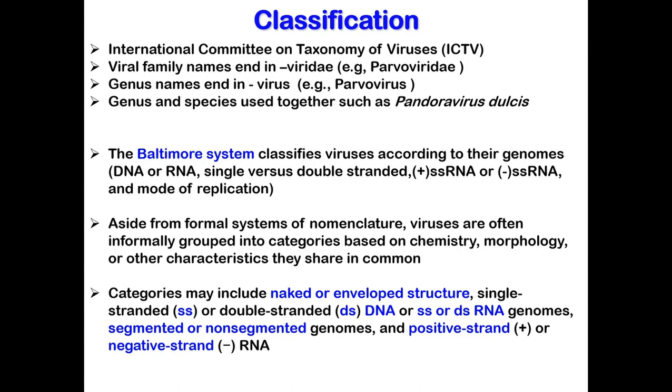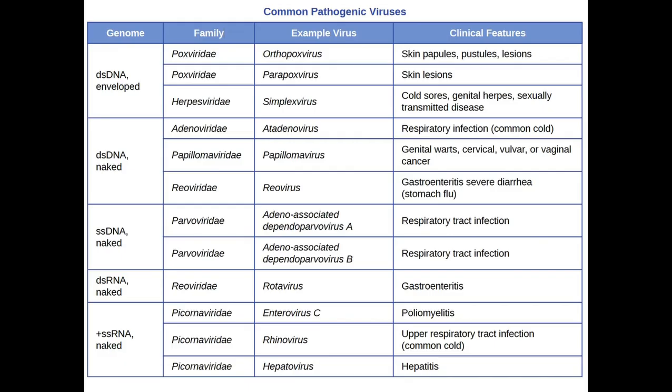And then aside from formal systems of nomenclature, viruses can also be informally grouped into categories based on chemistry or morphology, such as size, structure, shape, or based on other characteristics that they share in common. So this table shows common pathogenic viruses categorized according to their genome and whether they are surrounded by an envelope. As you can see, the double-stranded DNA viruses include pox viruses, herpes viruses, and adenoviruses.